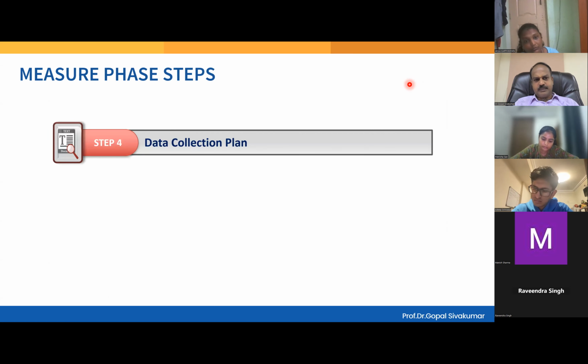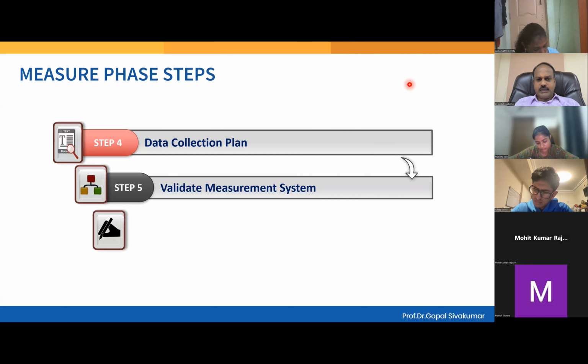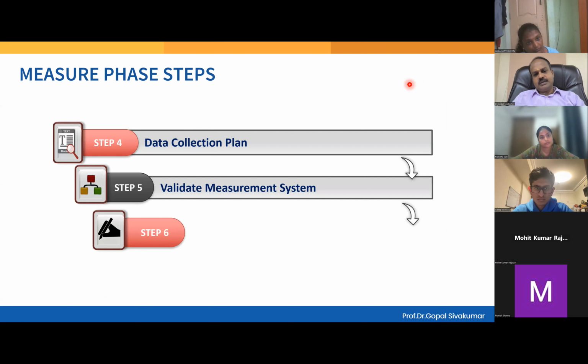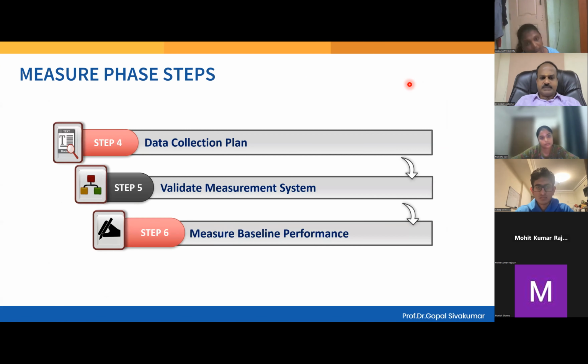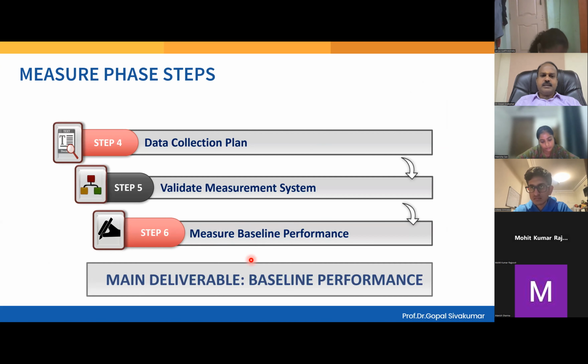So the first step, data collection plan. And then validating the measurement system. And then measuring the baseline. We actually collect data. Please note, here only we collect data. In step number 6 only we collect data, and then we calculate the baseline. Ultimate deliverable is baseline performance. The ultimate deliverable in the define phase is the approved project charter. In the same manner, the deliverable in the measure phase is the baseline.